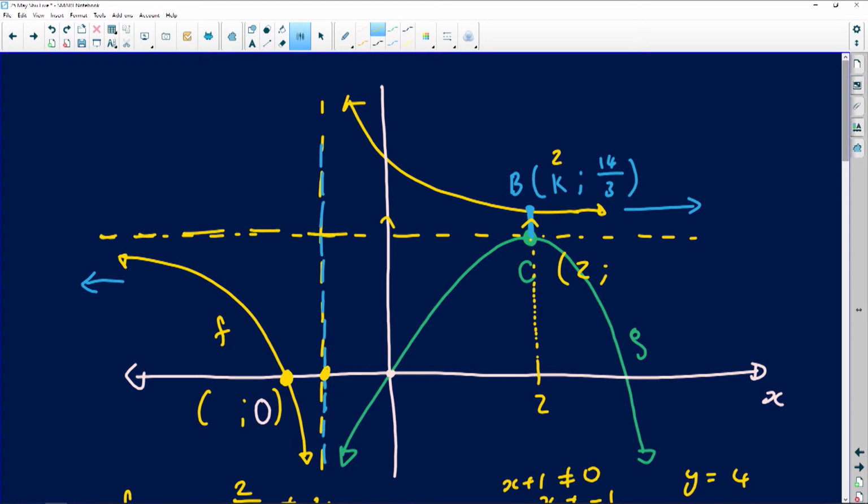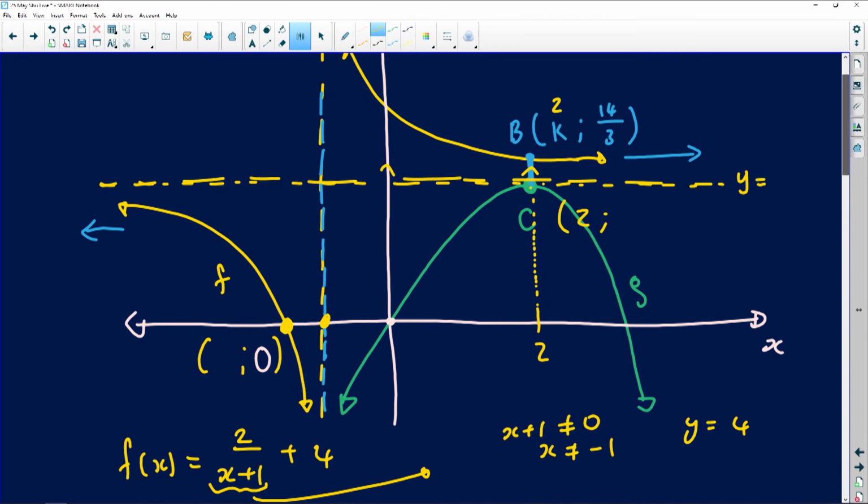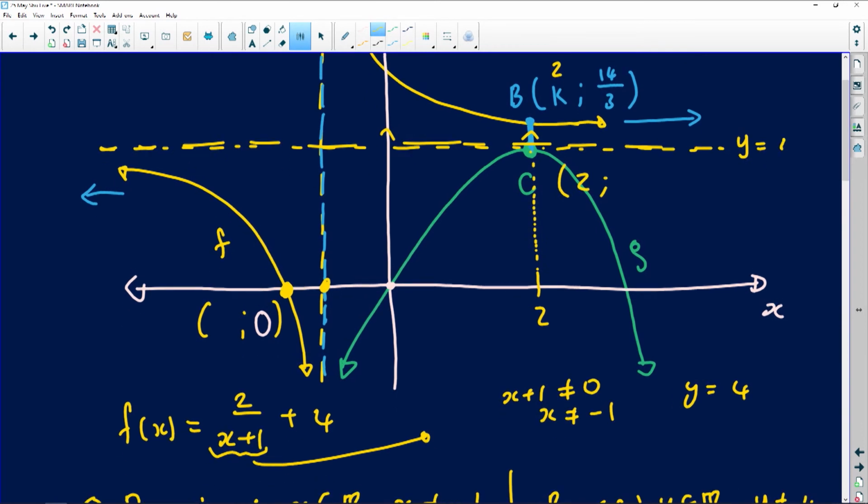This asymptote here, this one here, right? It lies there. And the equation of that asymptote is y equal to, let's go to the equation of f, it must be 4. So that's y equals 4. That means the coordinates of C must be 2 and 4 because C lies at that particular point where the graph turns on that asymptote.